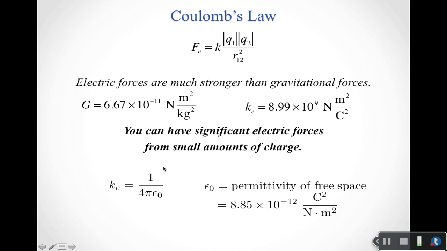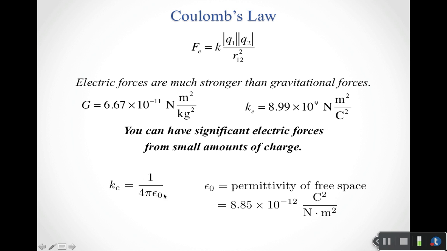Now, the Coulomb's constant here, K, is actually related to another fundamental universal constant that we'll deal with. So K can also be written as 1 over 4 pi epsilon naught, where epsilon naught is called the permittivity of free space, or the electric constant. It's also called the electric constant. And it has a value of 8.85 times 10 to the minus 12.